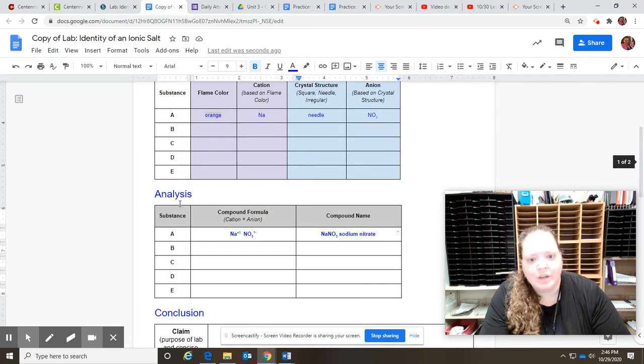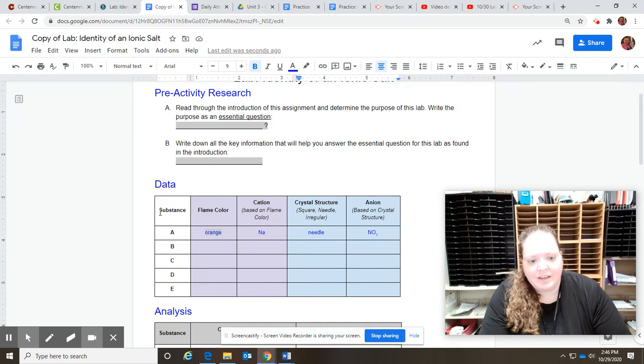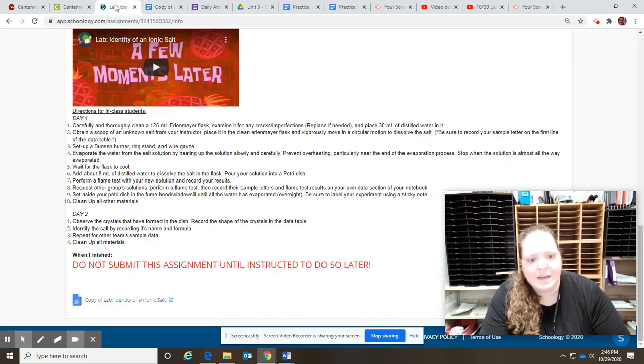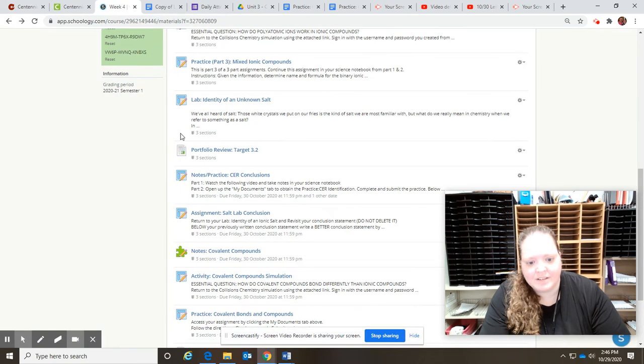When you have your pre-activity done, your data done, your analysis done, and your claim, evidence, and reasoning statement done, you can move on to the next portion of today's assignment. Actually, I should say the next thing on the list is reviewing target 3.2 on your portfolio. Make sure that you are continuing to add evidence of your learning in those various learning targets.